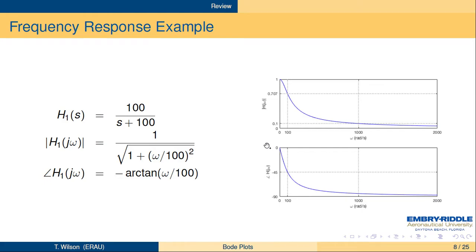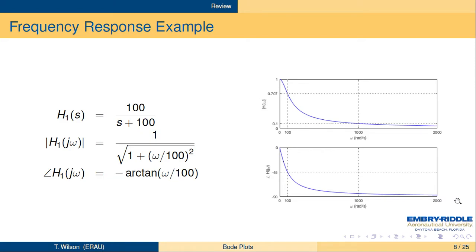The angle curve here, at low frequencies, you see the angle is near 0. We'll talk more about that in the next video about the behavior of first order circuits. When we get to omega equals 100, then we have the inverse tangent of 1, which is 45 degrees, and it's a negative 45 degrees because that was in the denominator. And then it approaches asymptotically to negative 90 degrees.